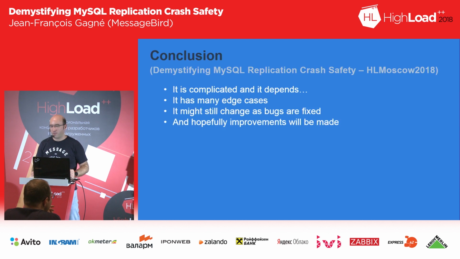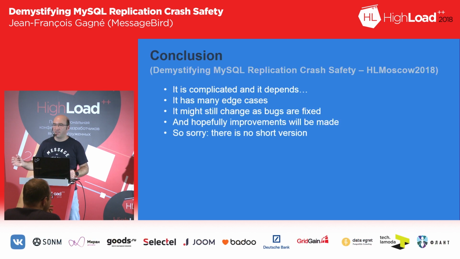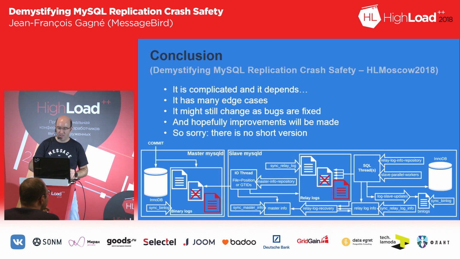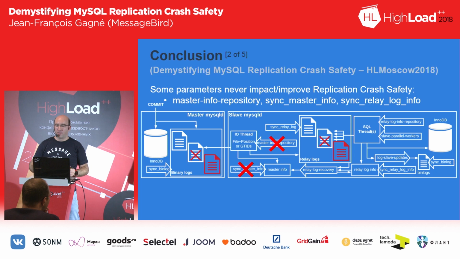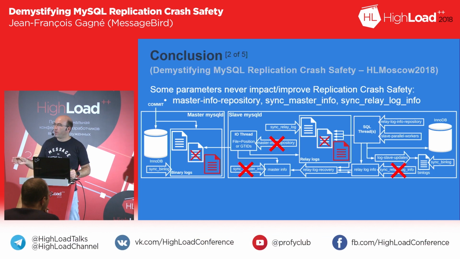So in conclusion, it's a very complicated subject that evolves a lot. There are bugs that are introduced and that are fixed. So you need to make sure that you know everything about this before touching it. The complete diagram is like that. You can see that this is a lot of things to think about. In short, there are 3 parameters that will never impact replication crash safety: master info repository, sync master info, and sync relay log info. Those parameters are not useful to get replication crash safety.